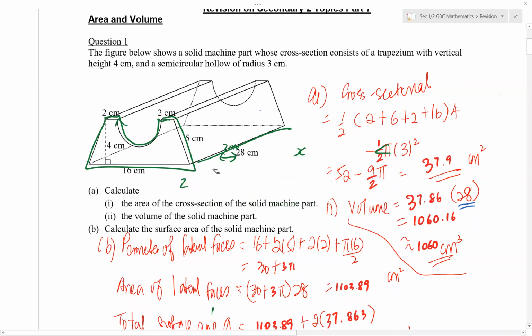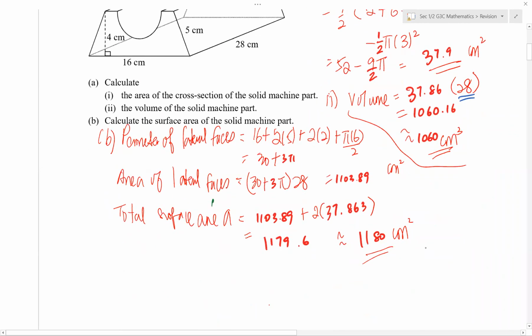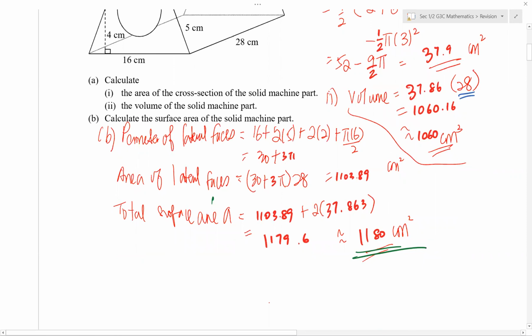Then if you think, well, I really cannot, I don't understand. Okay, then you do it part by part already. 5 times 28, you get 1 rectangle. Plus 16 times 28, you get another rectangle. Plus another 5 times 28, you get another rectangle. Plus rectangle at the top, then you're stuck when it comes to this curve. Then you still need to visualize, and you open it up, become rectangle again. Okay? So then the total surface area is 1180 square centimeters to 3 SF. So this is our revision for this topic. Definitely tested.